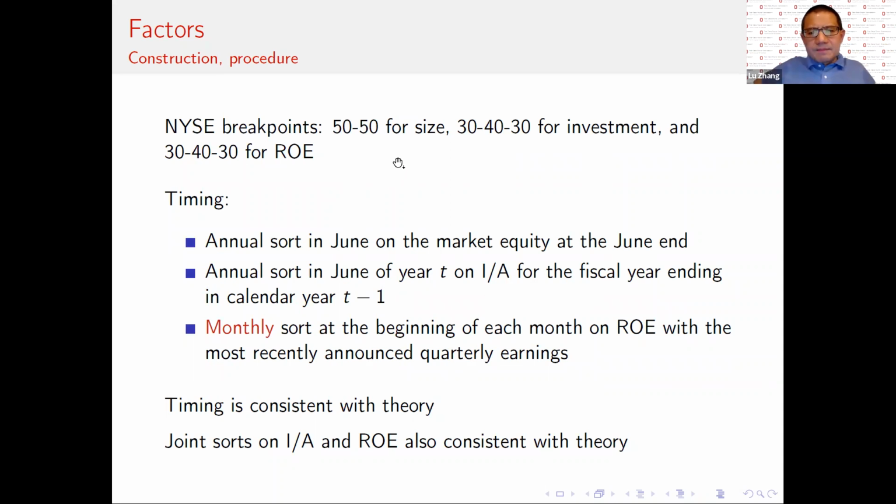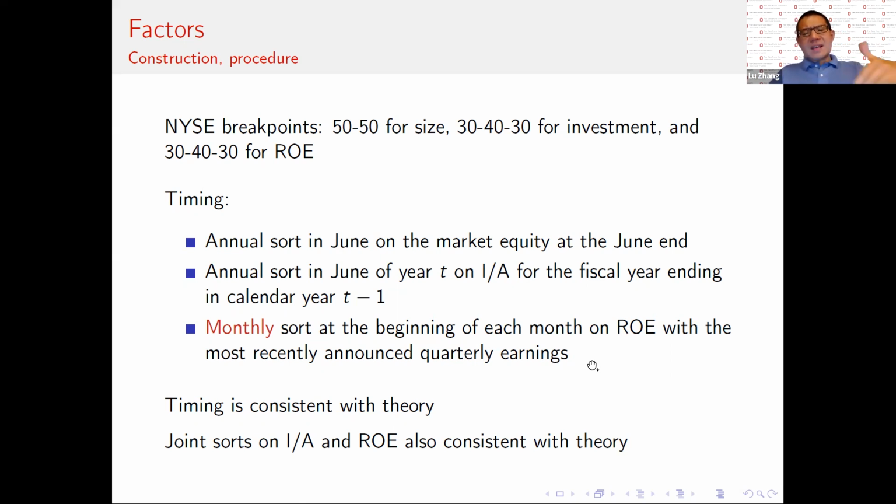The procedure, and you can see Fama and French's influence on us everywhere. We're following the standard Fama and French factor approach, the 1993 and 1996 papers in particular. We use NYSE breakpoints, 50-50 for size, 30-40-30 percent for investment to assets, and 30-40-30 for return on equity. We use annual sorts at June end on market equity, annual sorts on investment to assets for the fiscal year ending last calendar year, and monthly sorts at the beginning of each month on return on equity, with the most recently announced quarterly earnings.